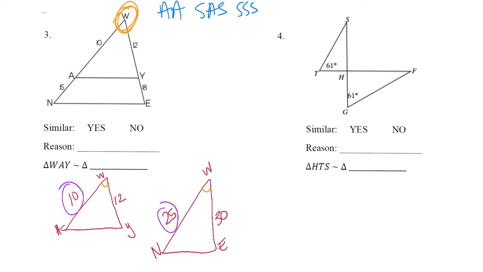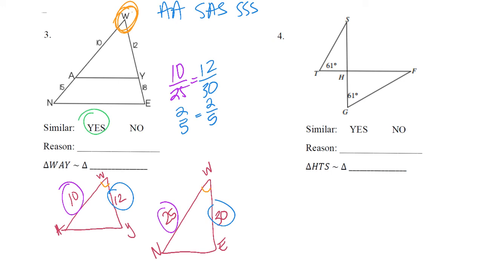So we're going to do 10 and 25. So 10 over 25 equals 12 over 30. So if you simplify these, you get 2 over 5. And if you simplify on the right, 6 is the biggest number that goes into them, 2 over 5. So since this does match, since those are equal fractions, we can say that yes, they are similar. And the reason is side, angle, side, similarity. So WAY. So we started at W, we went down the side with the purple circle and then over the side with no line. So then we're going to start here at WNE.